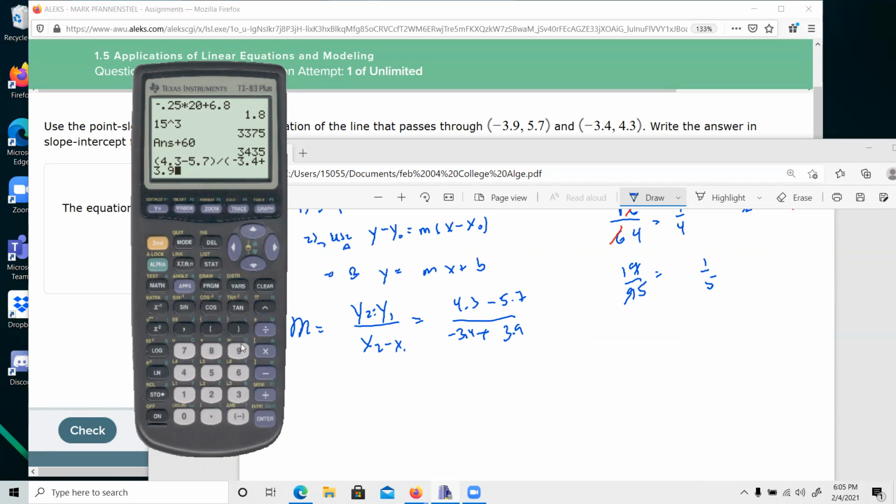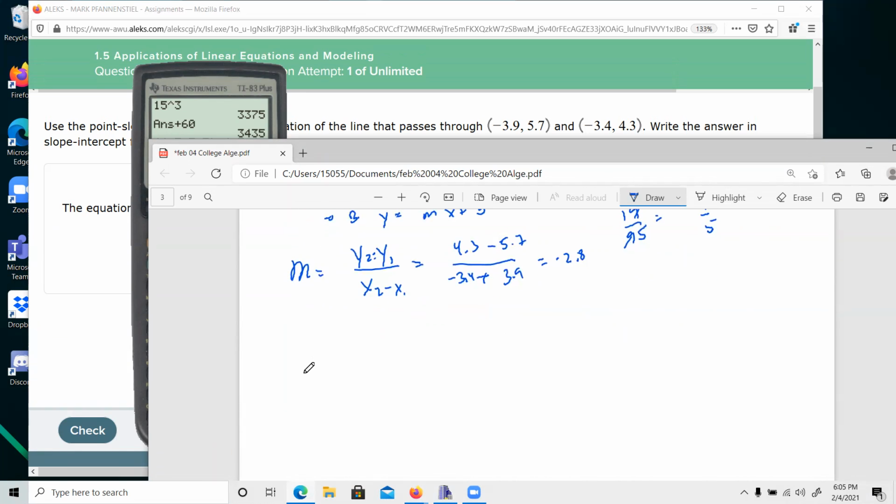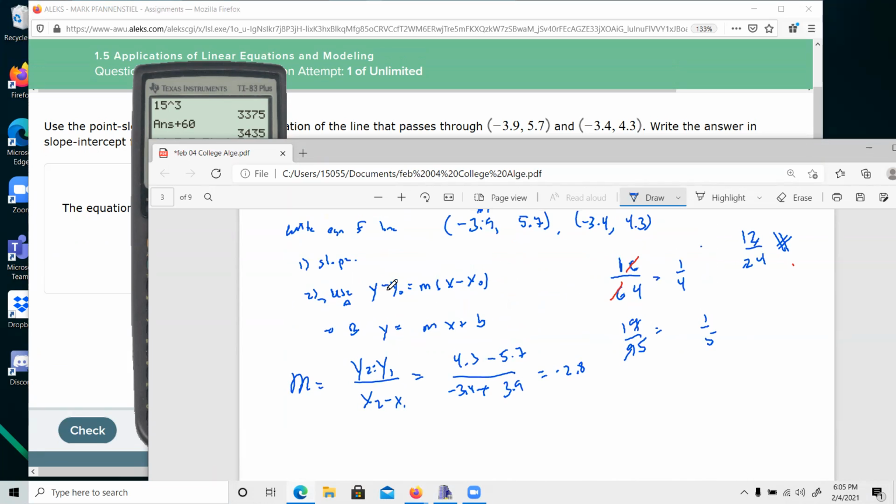0.9. All right, so there's my thing. I'm double checking to make sure I'm working over here. Looks like negative 2.8. Great. That's my slope. Now what we're going to do is use both of these. We're going to use both methods.